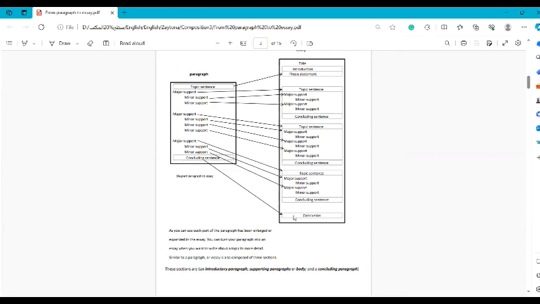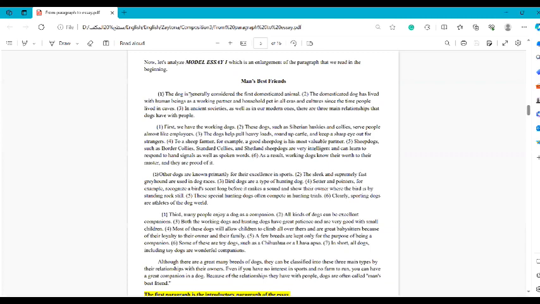Okay, we will see it as a practical example here. So the first paragraph is called what? An introductory paragraph.